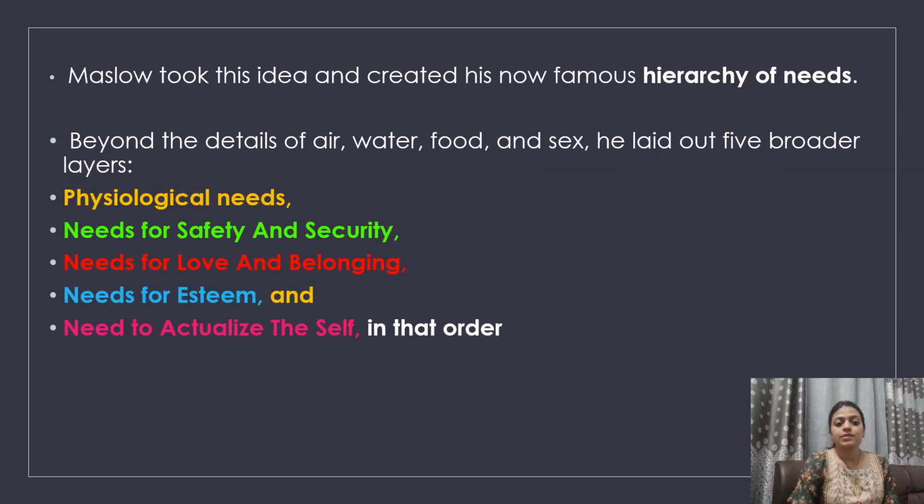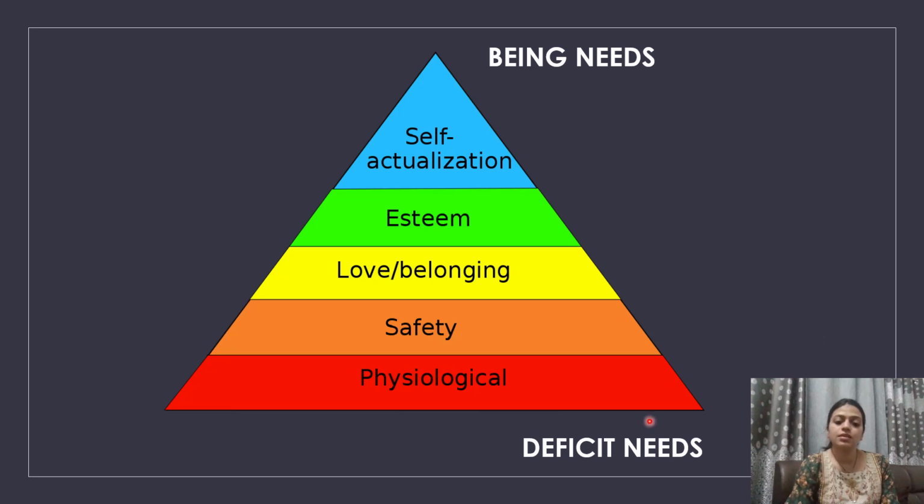Okay. So Maslow took this idea and he created his own famous hierarchy of needs model. Beyond the details of air, water, food and other things, he laid out five broader layers: physiological needs, then the needs for safety and security, the needs for love and belonging, needs for esteem and need for self-actualization, in that order. This is the basic model, where the basic needs are the physiological needs, which are food, water, air, sleep, all those things.